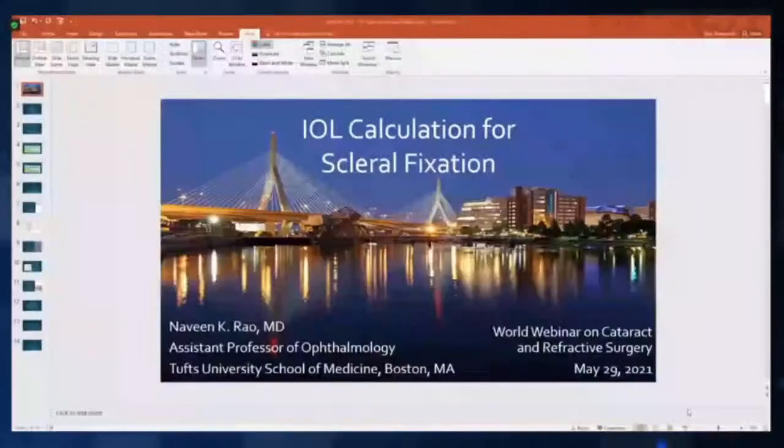Interesting options for many patients. Those patients that complain about even small refractive defects after surgery are not so uncommon, and we need to have all available options ready. Then we move to the next speaker. I would like to invite Dr. Naveen Rao to talk about IOL power calculation in scleral fixation.